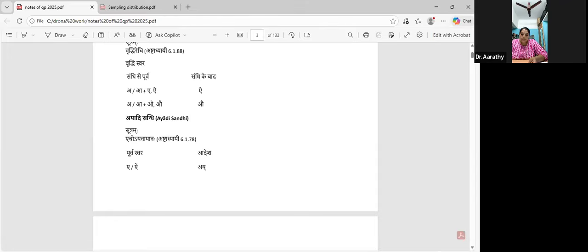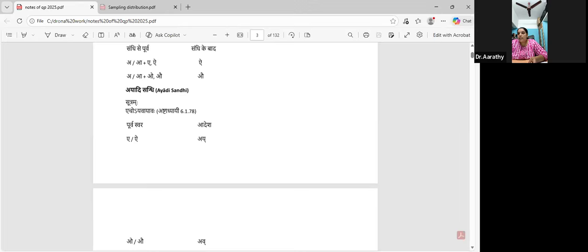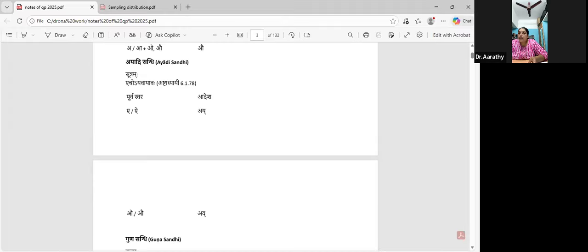Then the third Sandhi mentioned is Ayadi Sandhi. The sutram is Echo Ayavayavaha. So the Purva Padam will be ending with H Pratyaharam. H Pratyaharam means A, I, O, and O. That is the H Pratyahara.